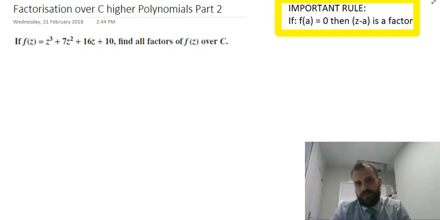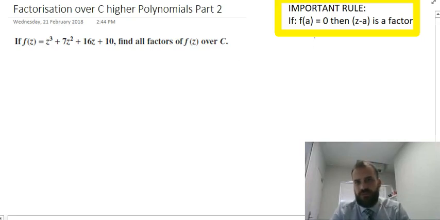Alright, so we're still factorising over C, with the complex numbers, over higher polynomials. So this is a cubic you can see here. So this is our second one here. Now an important little bit of information before we start. If f of a equals 0, then z minus a is a factor.